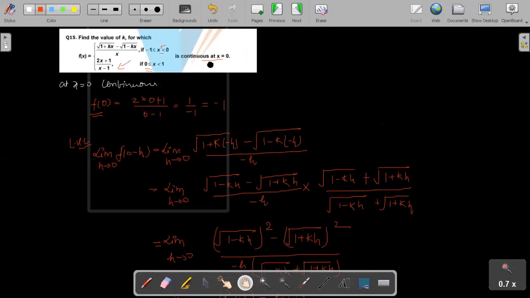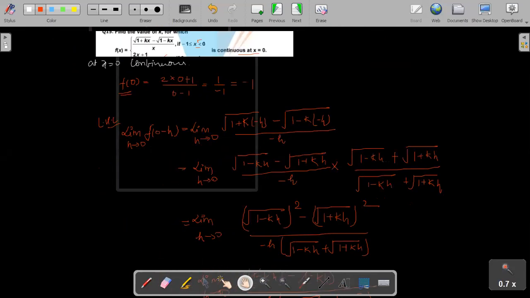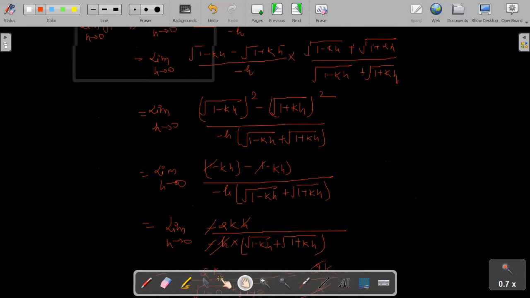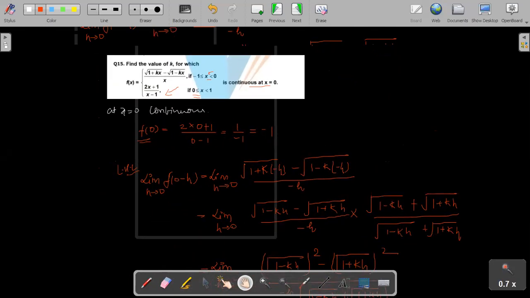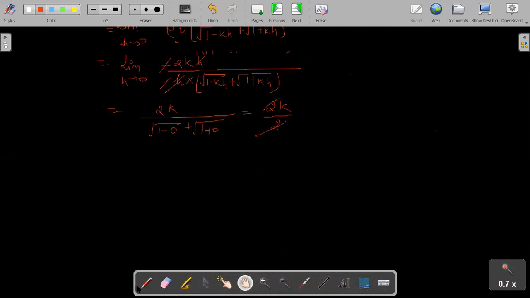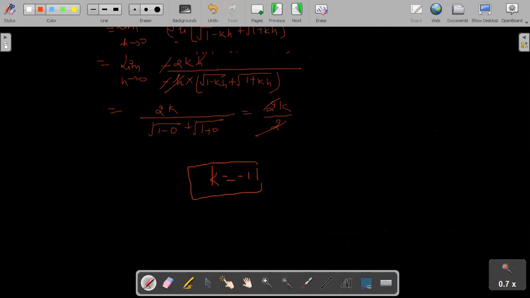K, we are getting the result of this complete section. We are getting k as its output, its value, and it is also equal to f(0). So the value of k is equal to -1.